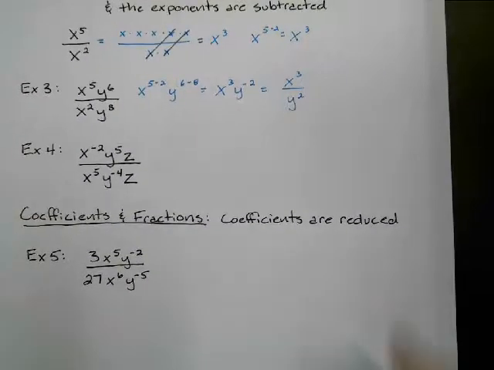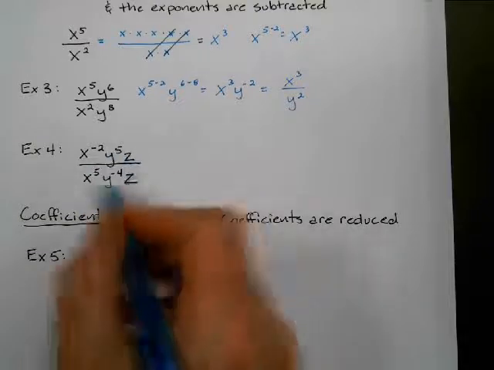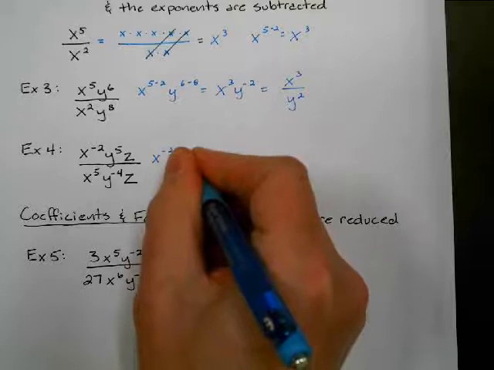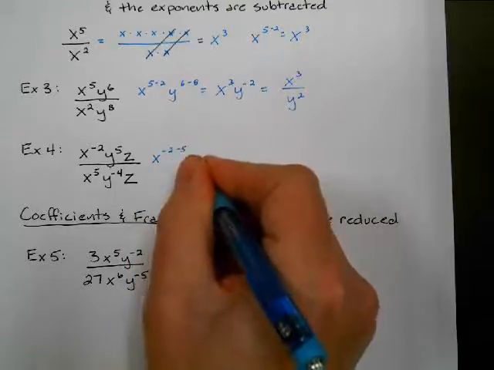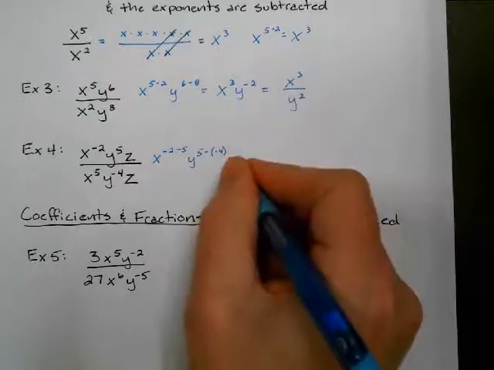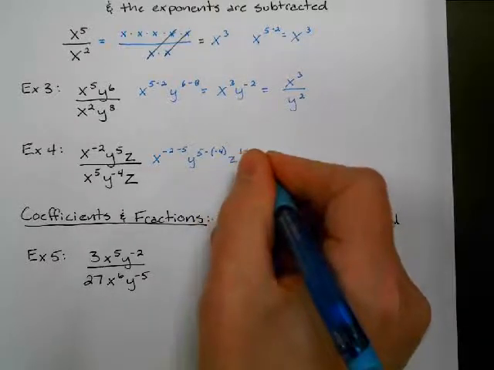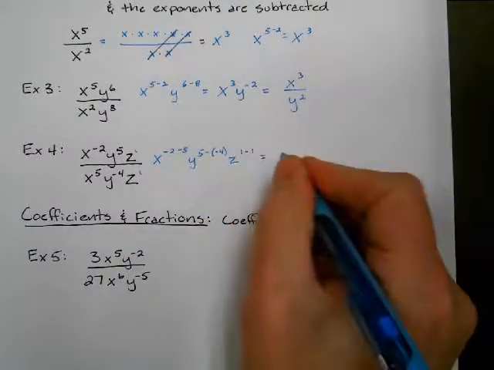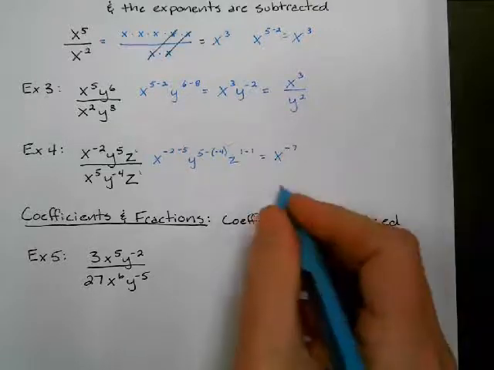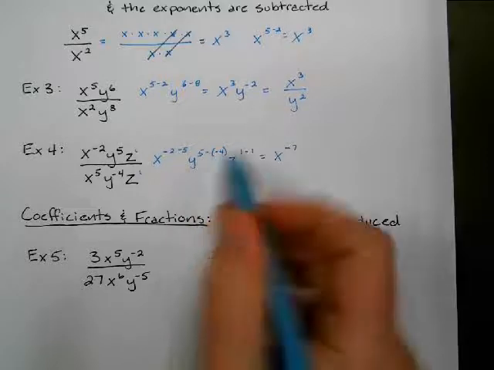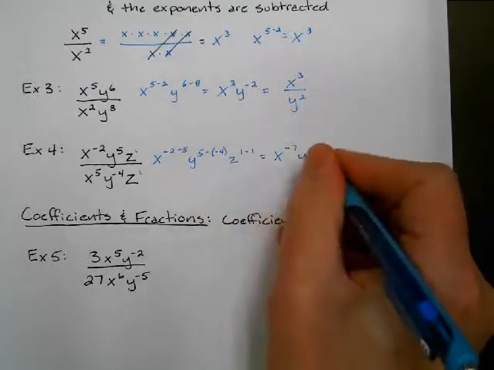All right, next one. So like bases go together, so x's and x's go together. So I'm going to do x to the negative 2 minus 5, y to the 5 minus negative 4, and z to the 1 minus 1, because these are z to the first here. So I've got x to the negative 7th. I've got y to the 5 plus 4, because it's a negative negative. So that'd be y to the 9th. And then I'd have z to the 0.